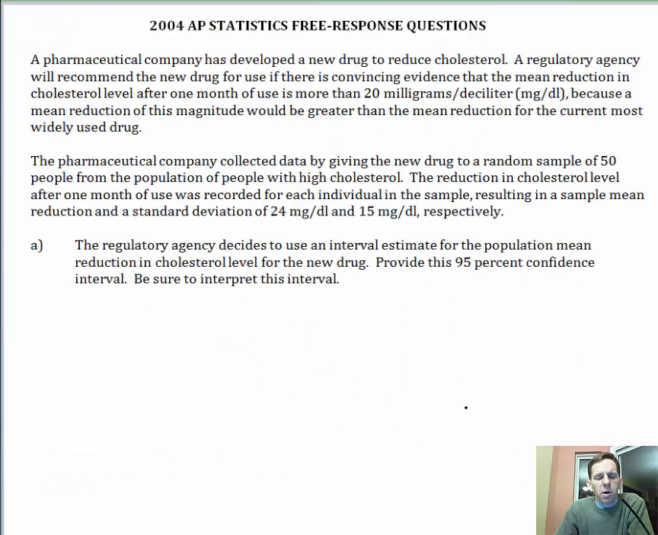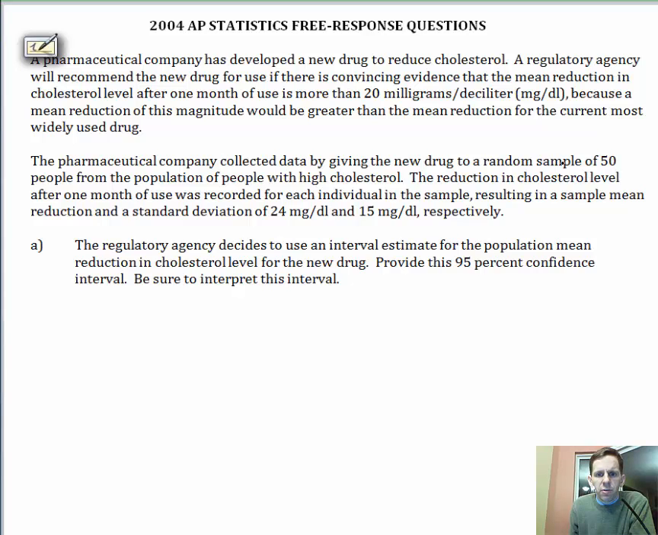What I'd like you to do is pause the video for just a moment, read through the problem, and as you read through the problem, take note of the different numbers in the problem. What do the values like 50, 24, and 15 represent in terms of symbols and variables? So take a moment to read through the problem, and then we'll start working through the confidence interval.